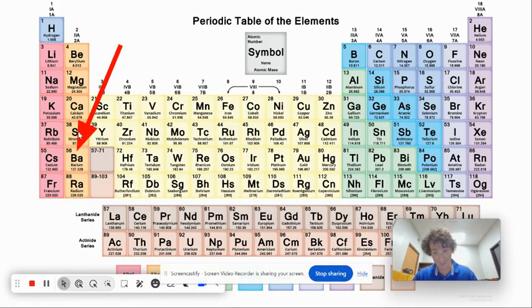Barium has 56 protons. It has to have 56 protons. If it does not have 56 protons, it's not barium. If I take away a proton, it's cesium. If I give it an extra proton, now it's lanthanum. It changes the identity, and the identity is critical.